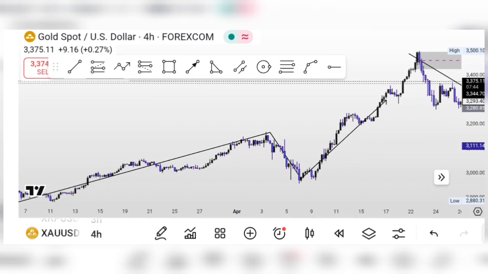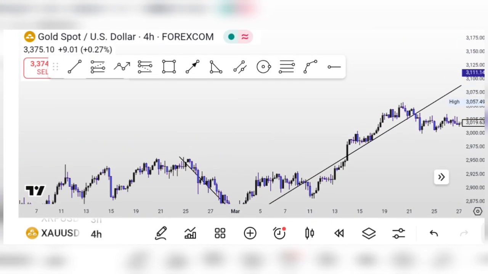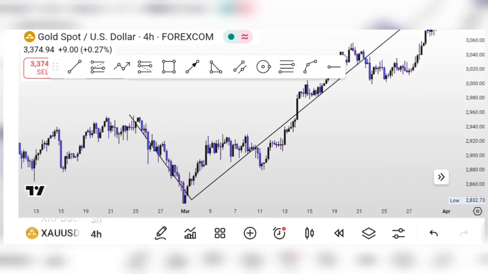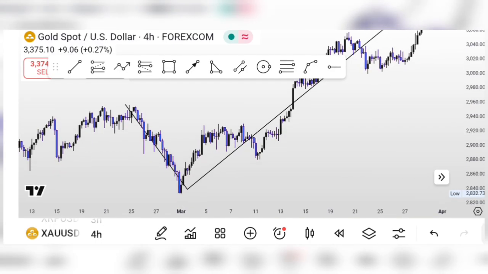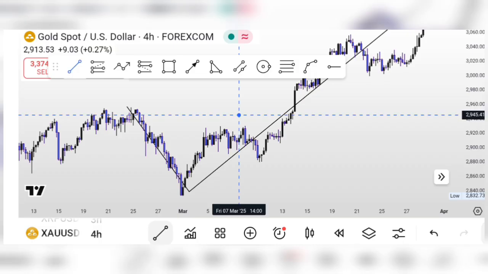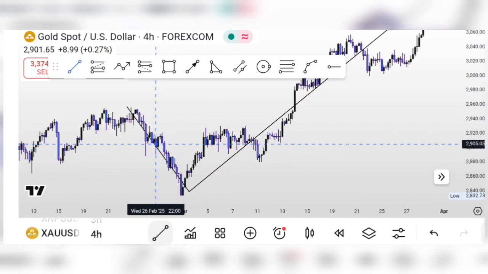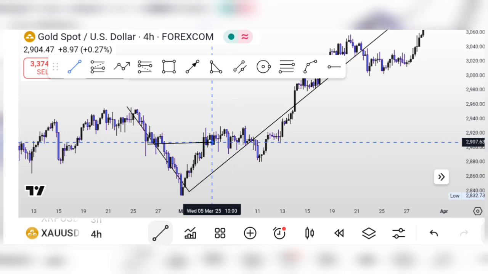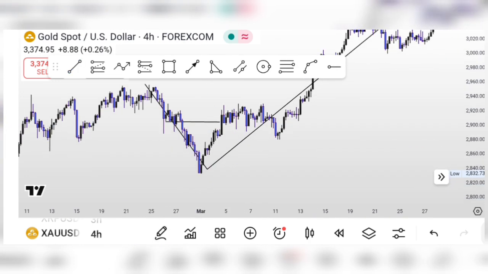Let's say for example here, let me look for another entry to show you guys. Okay, from here now, from here market broke this structure here, right? It broke this structure, and it broke it with the body.